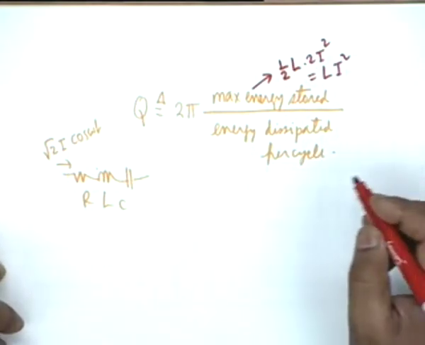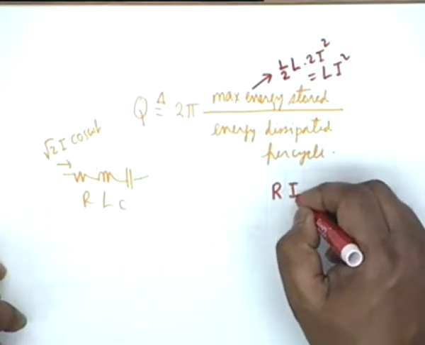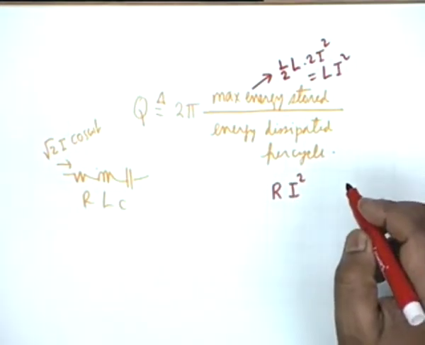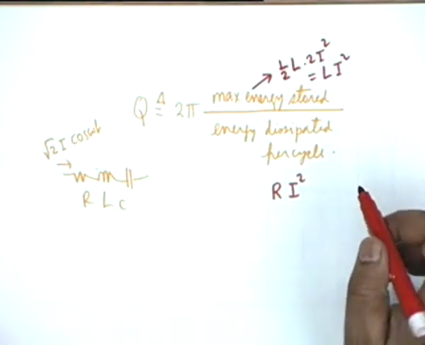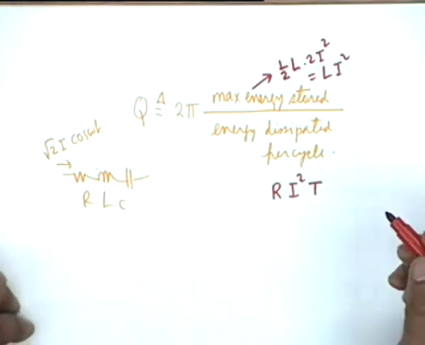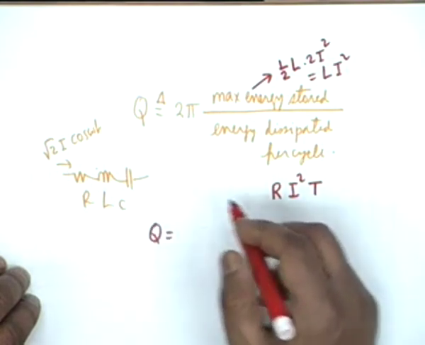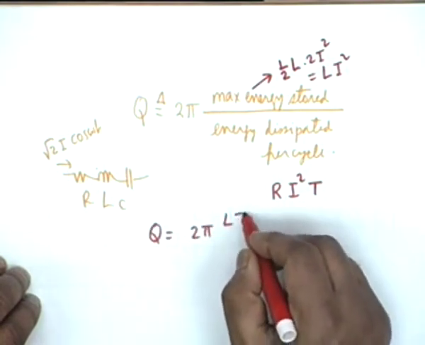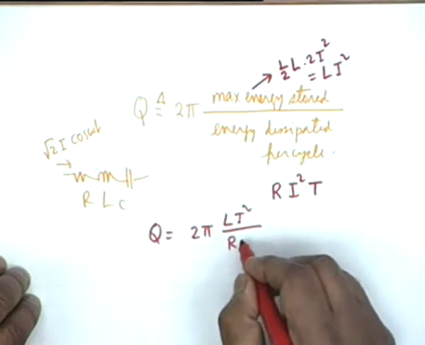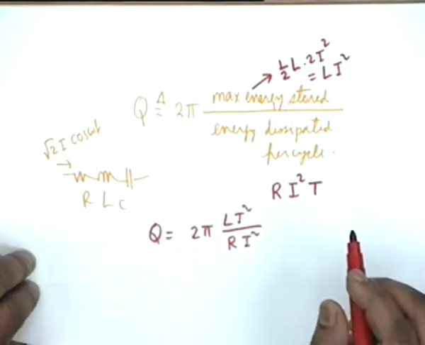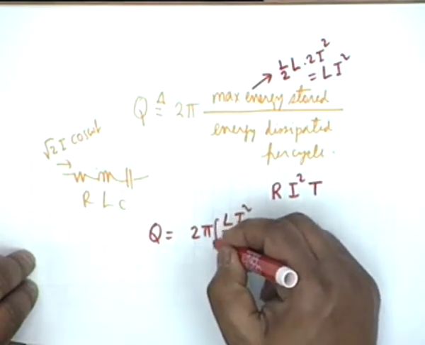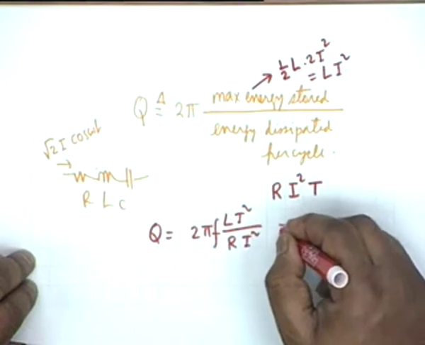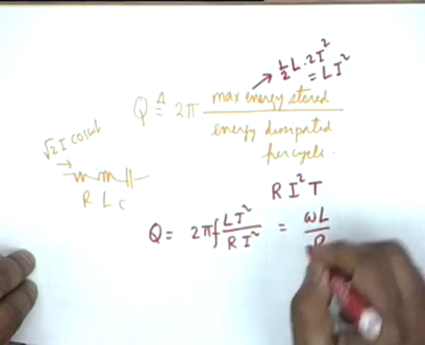And energy dissipated per cycle would be R I squared multiplied by the time per cycle. So R I squared is the power, energy per unit time. This should be multiplied by the time period, capital T, and therefore Q for this circuit shall be twice pi L I squared divided by R I squared. Now what is capital T? Capital T is 1 by frequency, and therefore 2 pi f, which obviously is omega L divided by R.